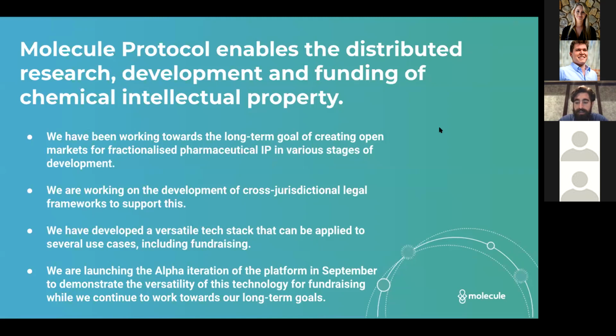So to support our long-term vision, but also to test the technology in the short term and get people excited about what we're doing and have them interact with the system that we're designing, we're moving towards the launch of the alpha iteration of the platform this September. And our primary goal is really to develop the versatility of token bonding curves for this fundraising use case.